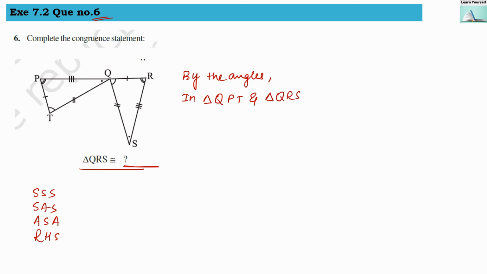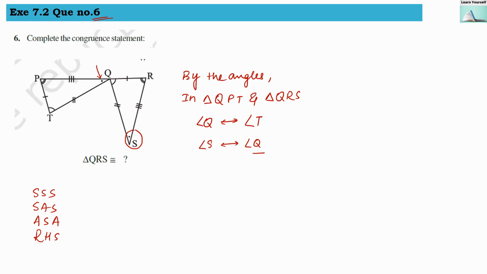Now let us check the angle congruency. So angle Q is in congruence with angle T, as we can see here. Angle Q and angle T, they both are in congruence with each other. Now the second angle. Angle S is in congruence with angle Q.